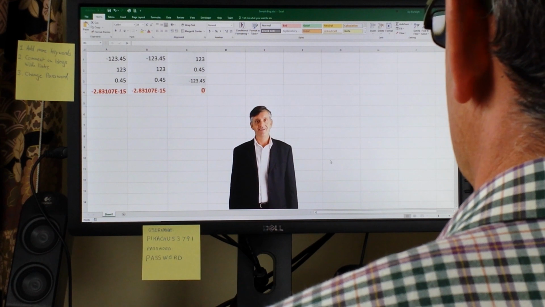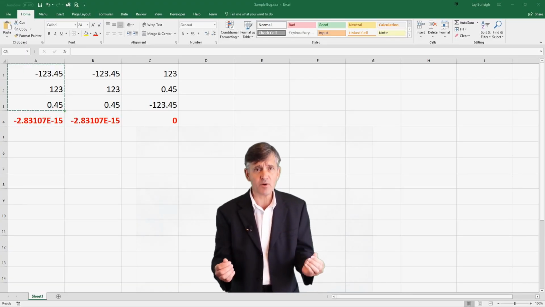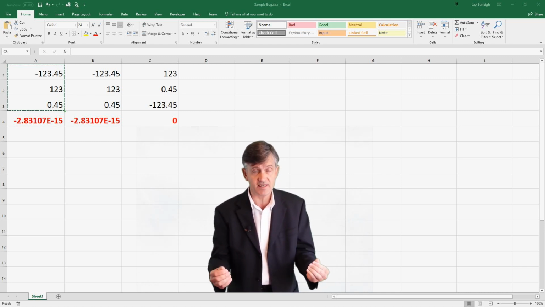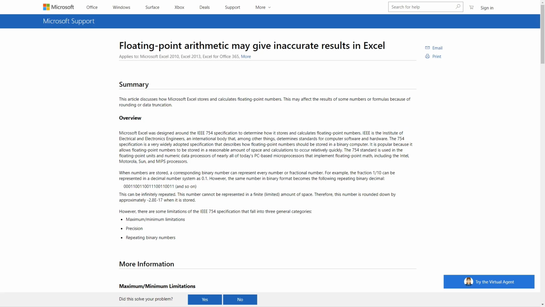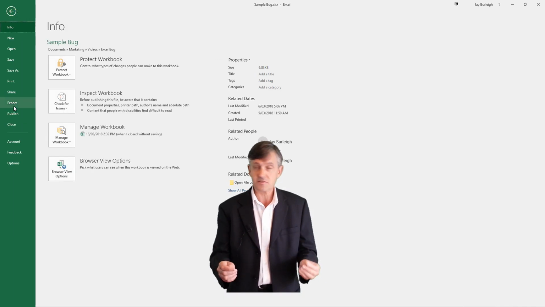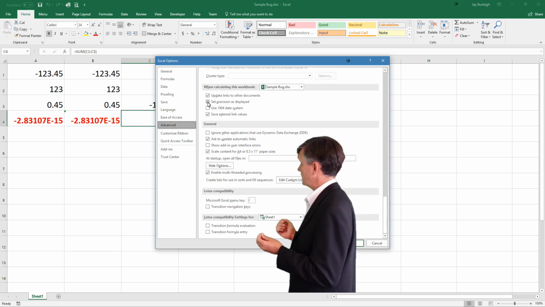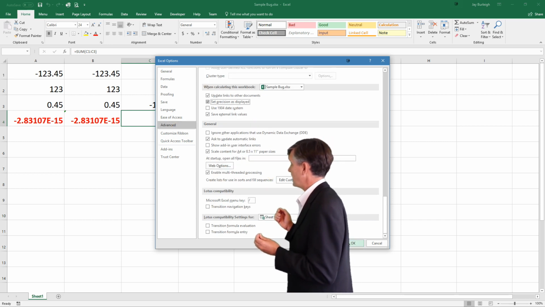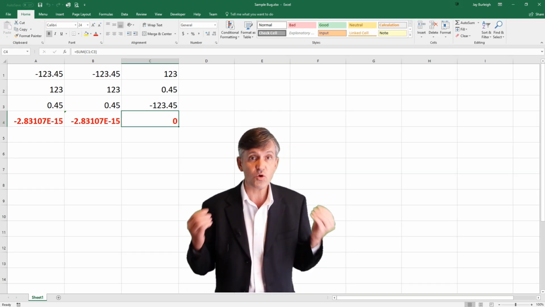So what does Microsoft say? Are they doing anything about it? Keep in mind, this error has been in Microsoft Excel since version 1.0. That's over 30 years. According to Microsoft's website, they implement IEEE 754 correctly. They note the limitations, but they recommend going into Options, Advanced, scroll all the way to the bottom and click on Set Precision as displayed. But guess what, Microsoft? It doesn't work.